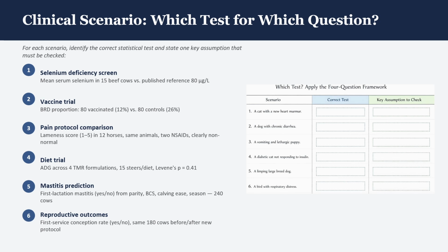Scenario 6, McNemar's test. Same 180 cows, assessed before and after, paired binary outcome. Standard chi-square treats the observations as independent, which is wrong here. McNemar's looks specifically at the discordant pairs, cows who change status, non-pregnant before, pregnant after, or vice versa, which is where the information about the protocol's effect lies.